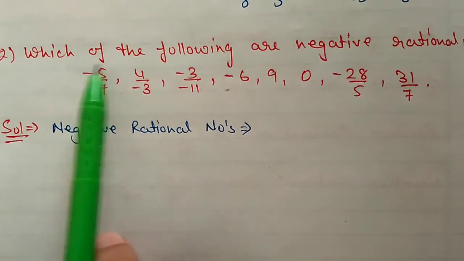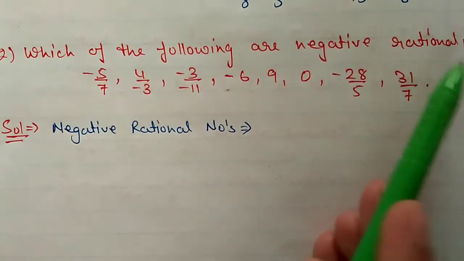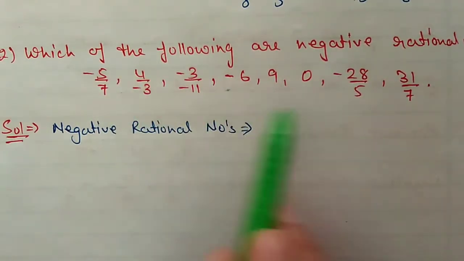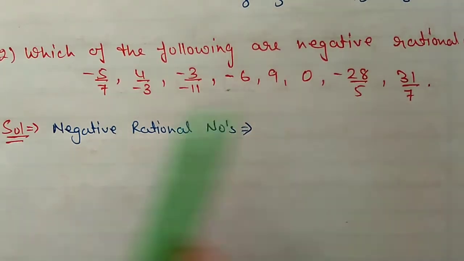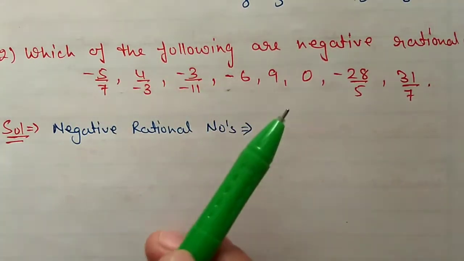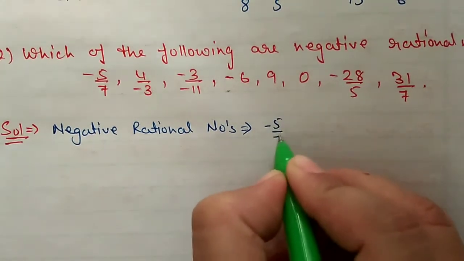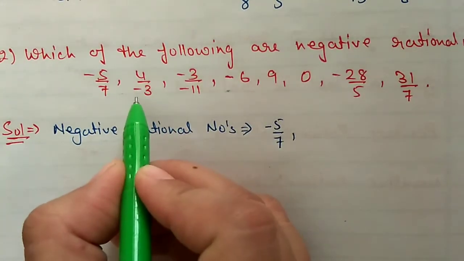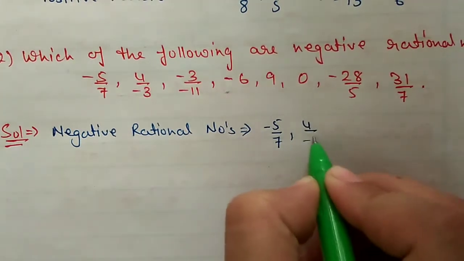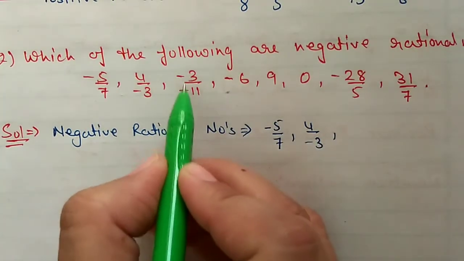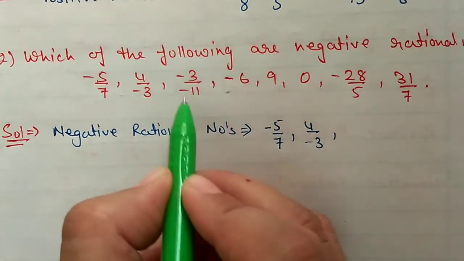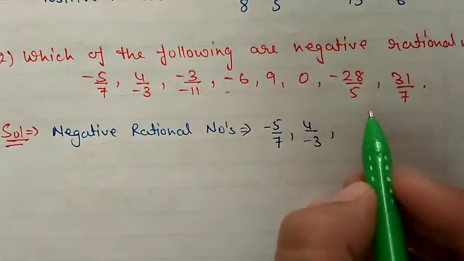Next, question number 2. Which of the following are negative rational numbers? So from here we have to select only the negative rational numbers. So only one minus symbol should be there. So here one symbol, minus 5 by 7. In the second one also only one, 4 by minus 3. Third one we have 2 minus signs, so they will cancel out and finally it will be a positive rational number.